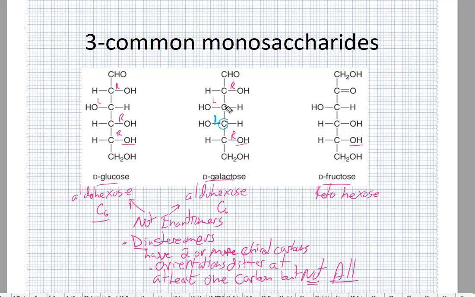Well, there's 4 different chiral carbons. They could differ at this one, they could differ at this one, they could differ at this one, but if they differed at all 4, they wouldn't be diastereomers anymore. Right? We're talking about diastereomers now. If they differed at all, that is to say, if they had opposite orientation at all, then they would be enantiomers.